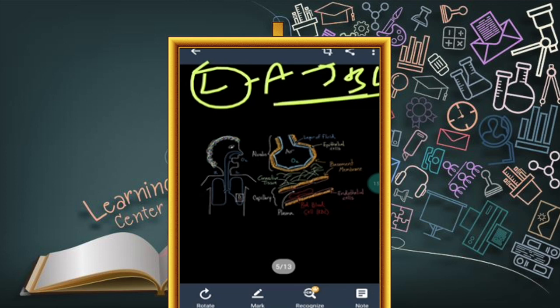So first let us observe this diagram, everybody. This is the alveolar structure. The alveolar chamber, shown in the yellow color, has its outer surface totally made up of epithelial cells. Between the alveolar chamber and the epithelial cells there is some liquid, which is called the layer of fluid.